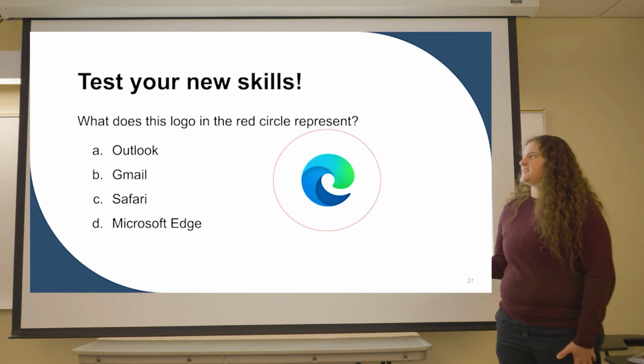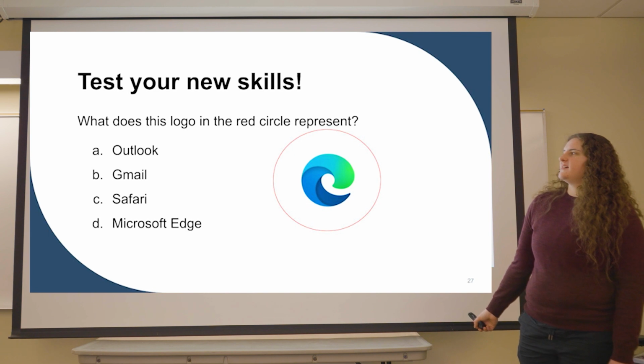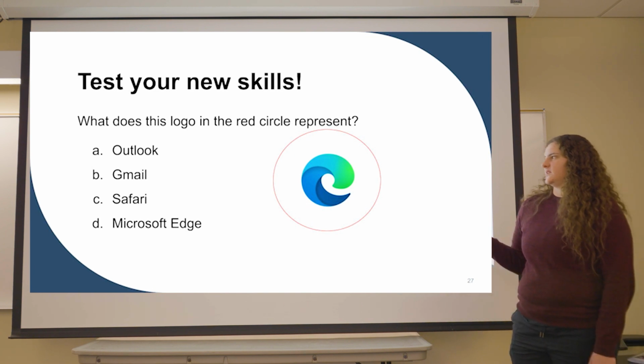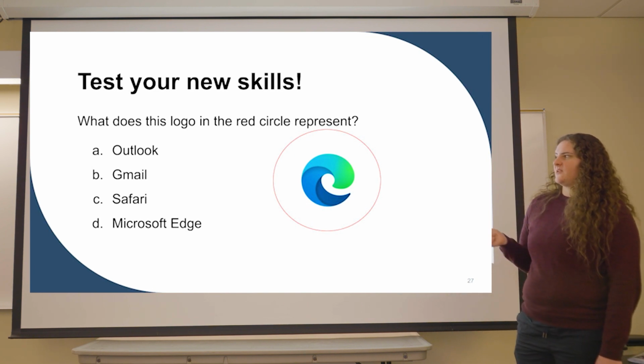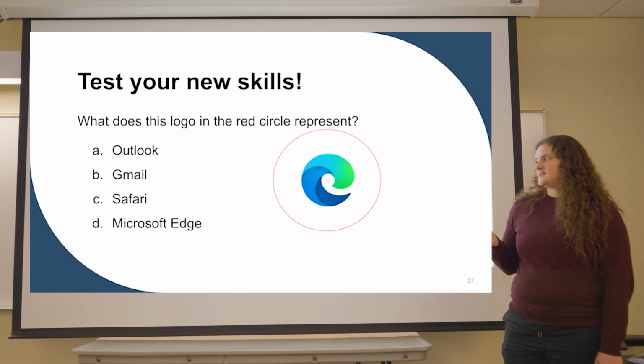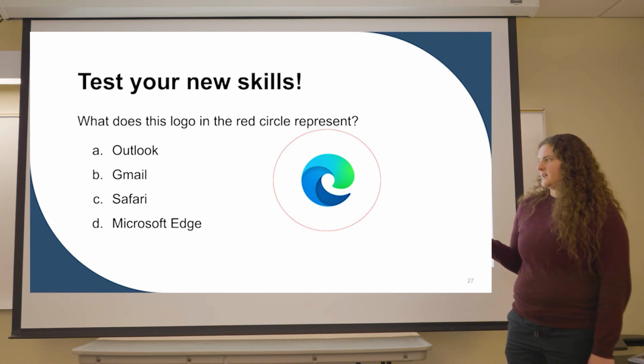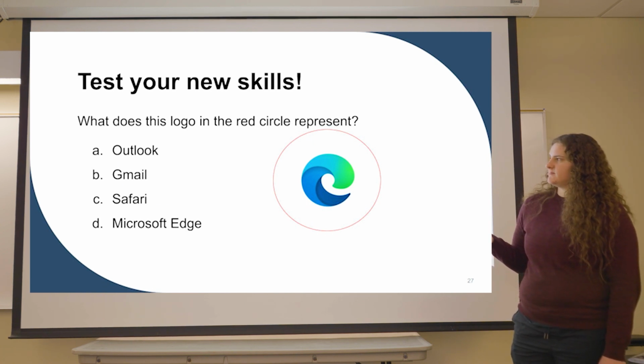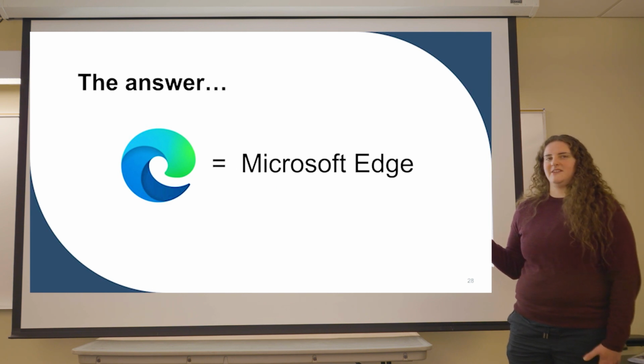So now if you want to test your skills, what does this logo inside the red circle represent? A, Outlook, B, Gmail, C, Safari, or D, Microsoft Edge? And the answer is Microsoft Edge.